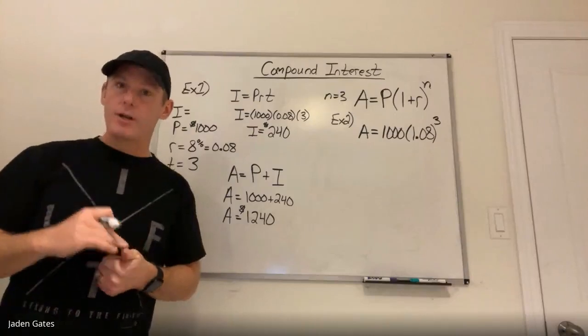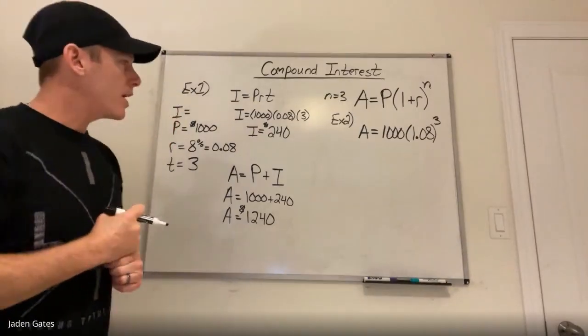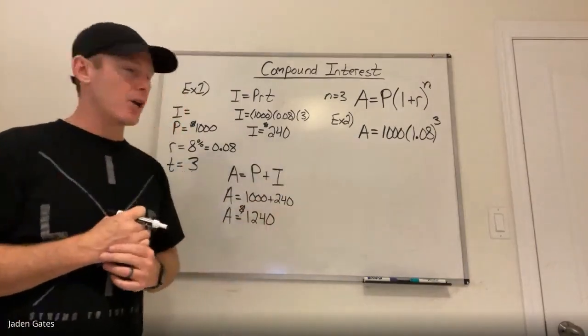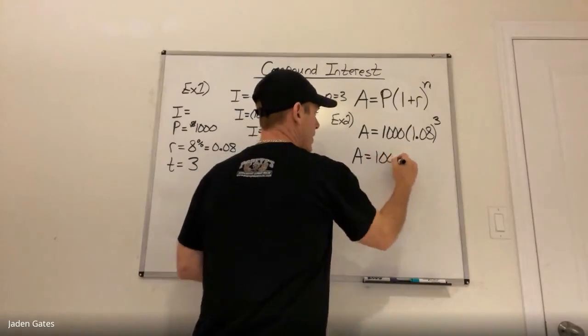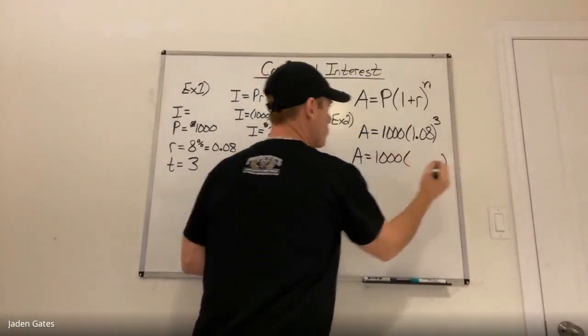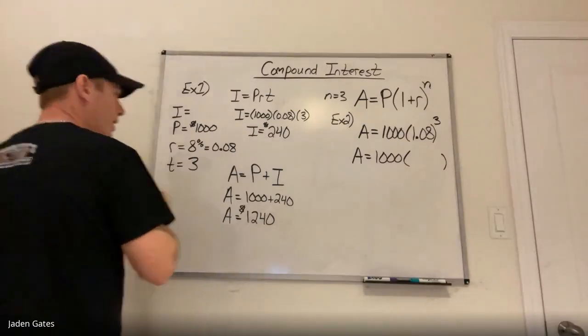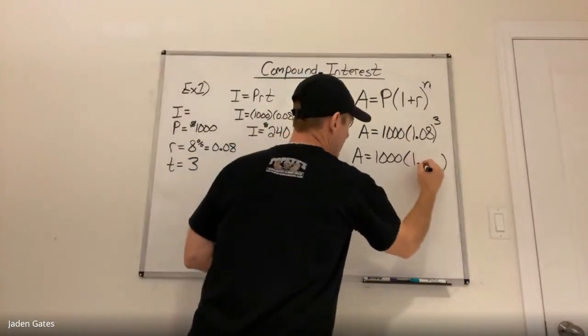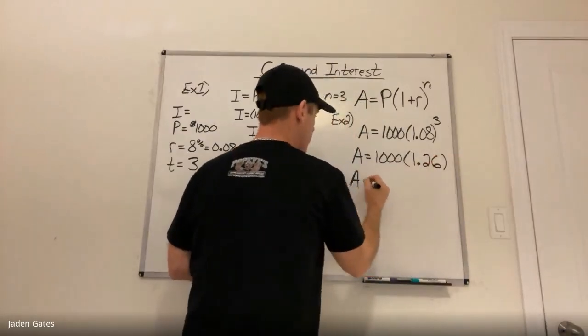Once after year 1, once after year 2, and then finally after year 3. All right, now I've just substituted into my equation. And so I have A is equal to 1,000. I have to follow BEDMAS, so I have to do my exponent first. I'm going to do 1.08 to the power of 3, and I get 1.26. I multiply those two numbers.